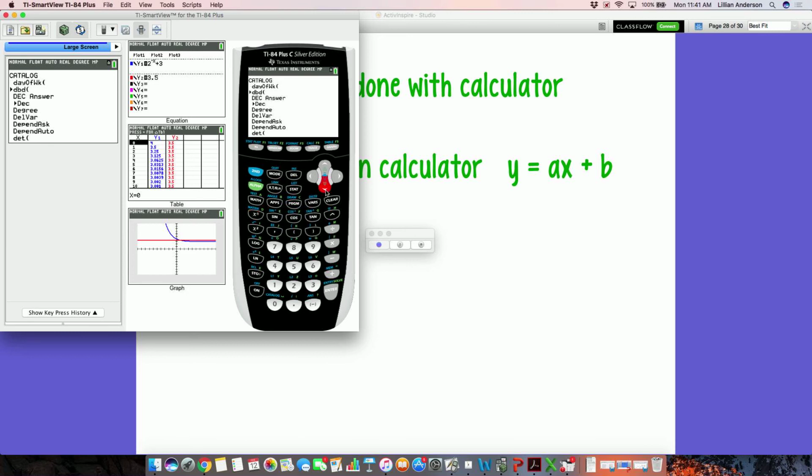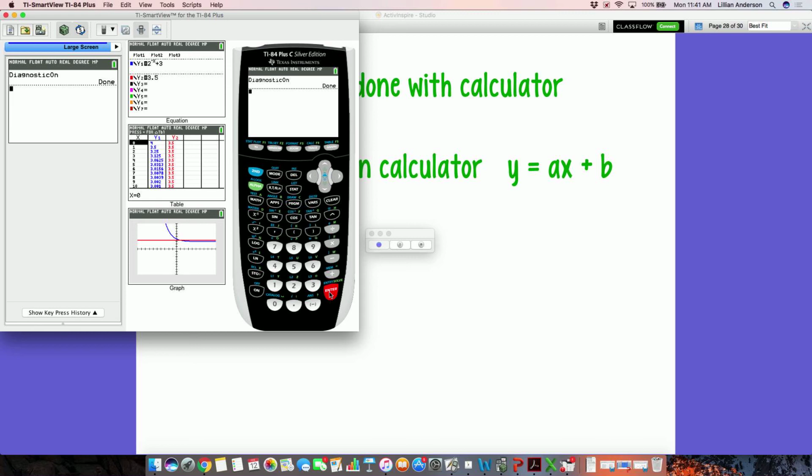And then you want to go to diagnostic on. Yes. So you'll scroll all the way down to where it says diagnostic on. You'll click enter and enter again, and then it'll be there. And it will be there for the rest of the time unless your batteries fall out of your calculator or you accidentally reset it or the RAM resets itself.